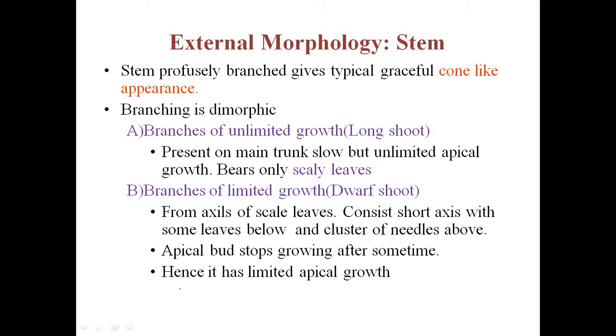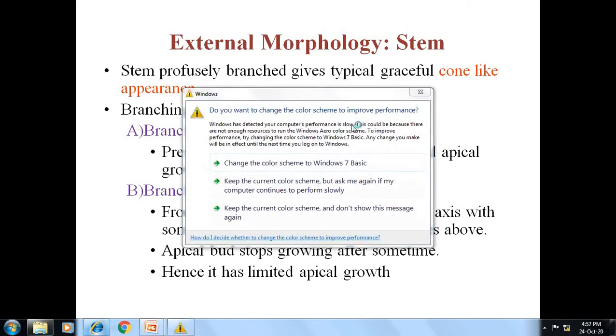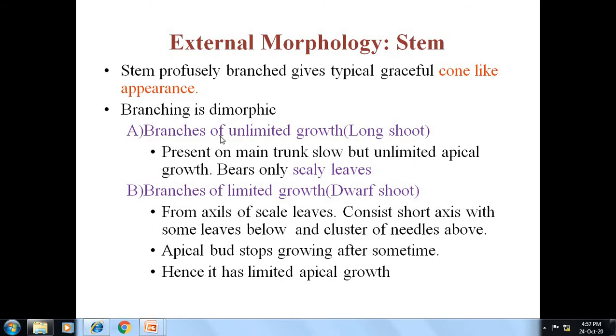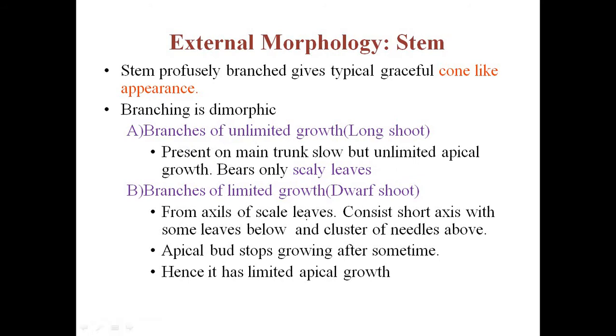Two types of branches are there: branches of unlimited growth and branches of limited growth. Limited growth branches are also known as dwarf shoots, while unlimited growth branches are called long shoots. The unlimited growth shoot bears only scaly leaves, and the limited growth shoot has a short axis with some scale leaves below and a cluster of needles above.